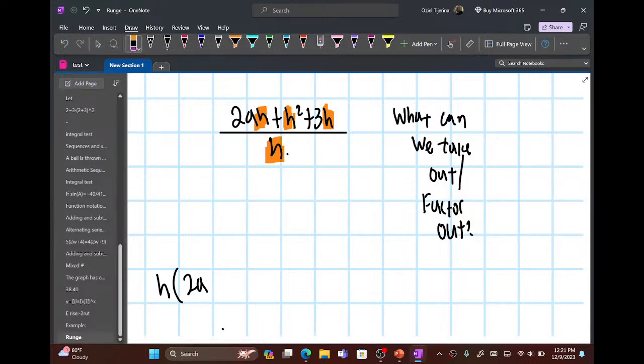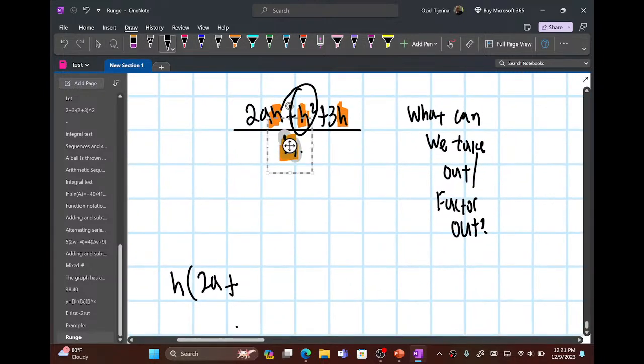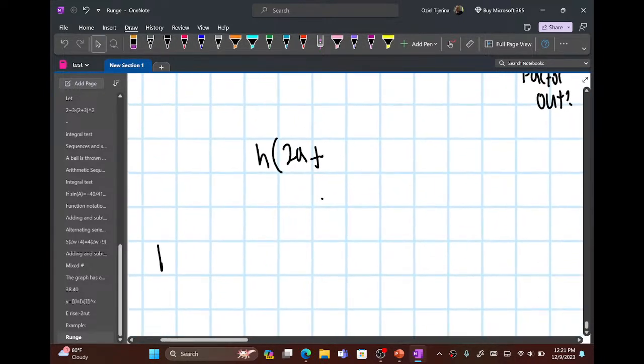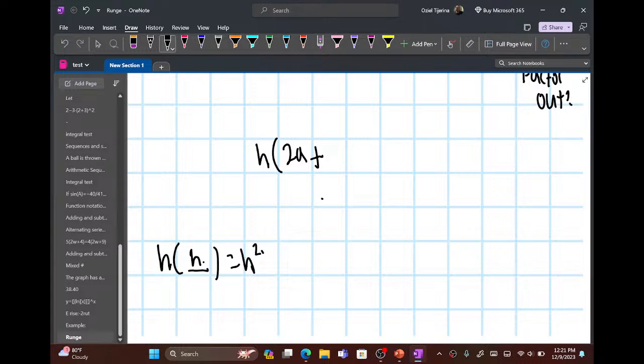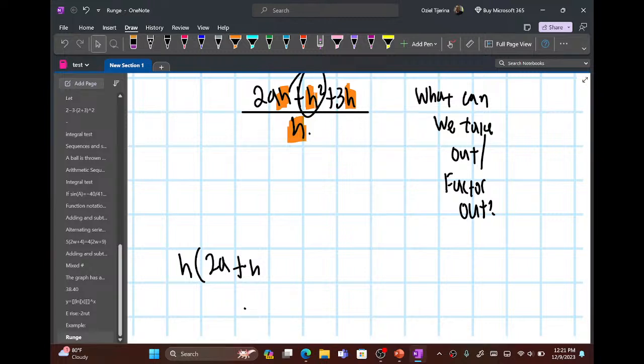Plus, and I'm going to look at the next term. The next term is h squared. So I'm going to say h times something gives me h squared. What is it? It's going to be h. So I'm going to put that right here. And you can always check it back using the distributive property. Anytime you factor, you can check back to make sure it gives you the same thing that's on the top.